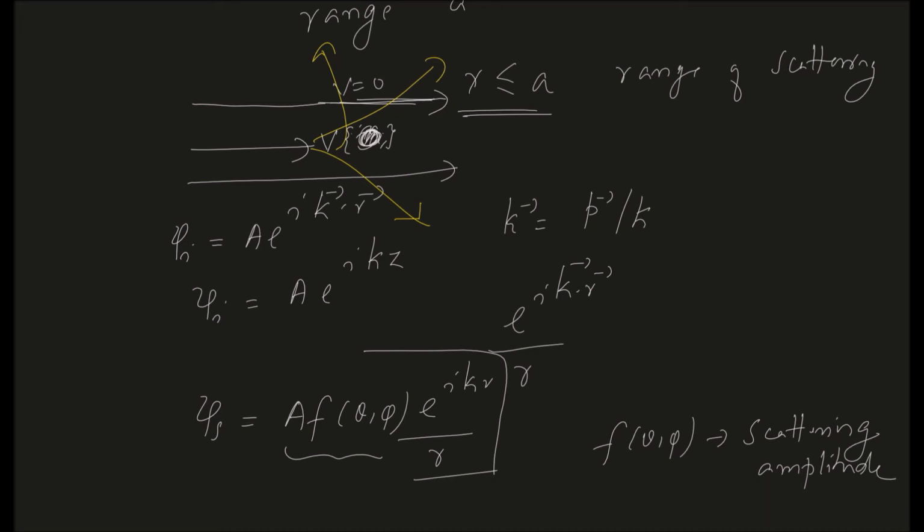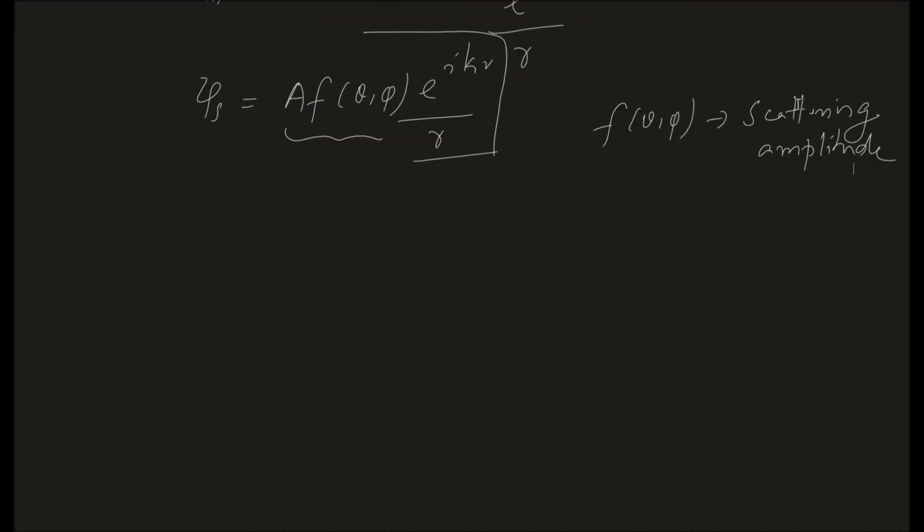So after scattering, what we have is a total wave which consists of a superposition of the incident plane wave and the scattered wave. So after scattering, the total wave can be written as psi is equal to a superposition of the incident wave, A e raised to i k z, plus the scattered wave, a spherically outgoing wave, e raised to i k r by r.